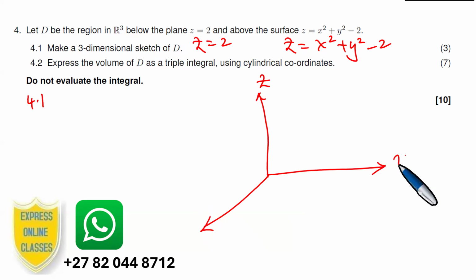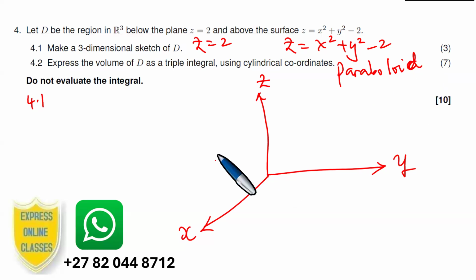z, y, x. Now, if z is x squared plus y squared minus 2, this one becomes what we call a paraboloid. Right, it is called a paraboloid.